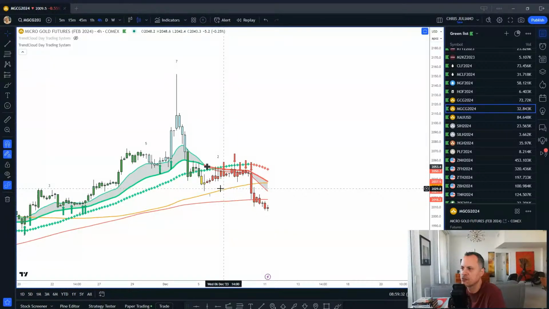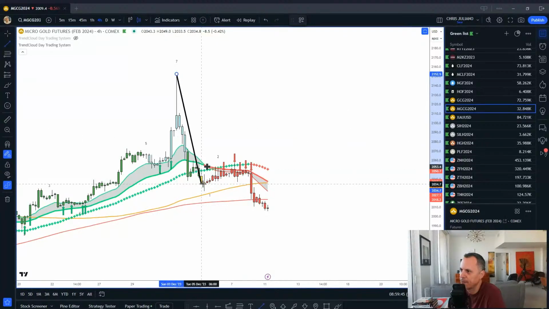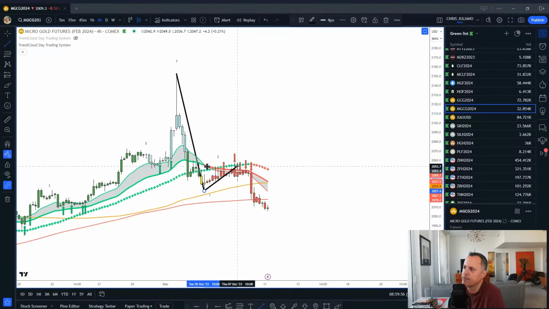Here's the 100 simple moving average, okay? We've broken through both of those actually. So when that happens, okay, here we go. Here's the top. Let me take it off of magnet. Just look at the trajectory here, okay? Broke through trend cloud, pulls back up into the trend cloud, breaks through the 100, breaks through the 200.